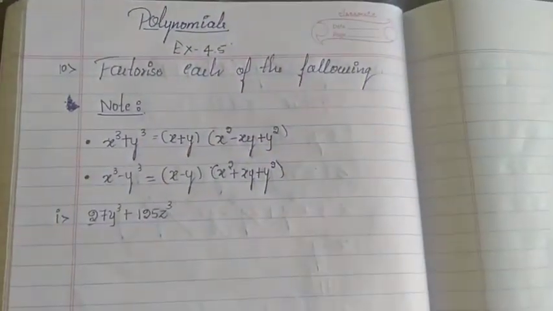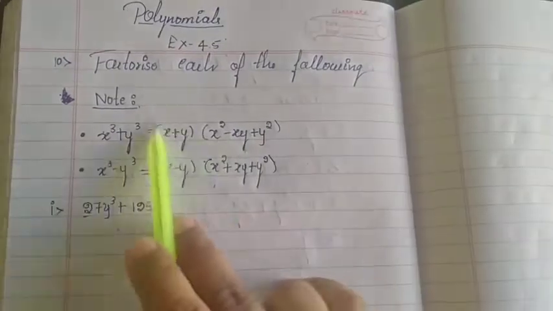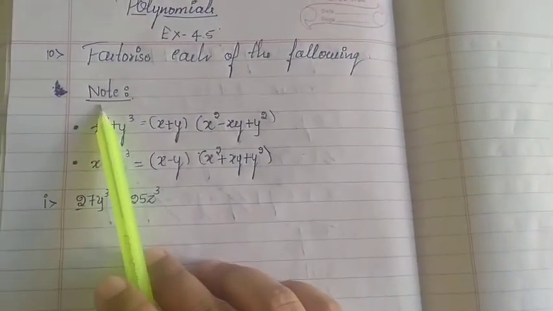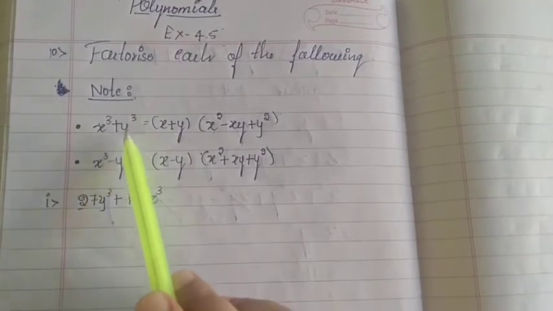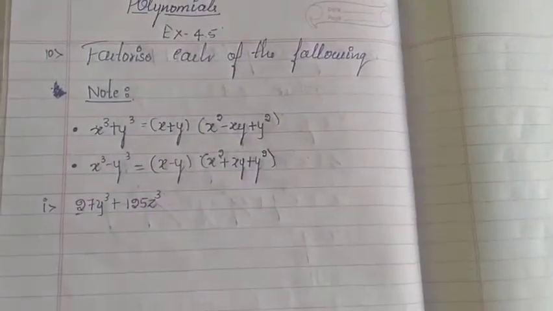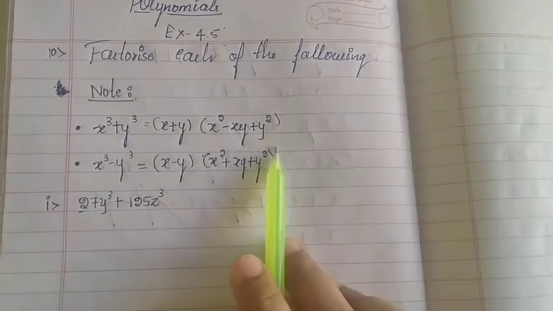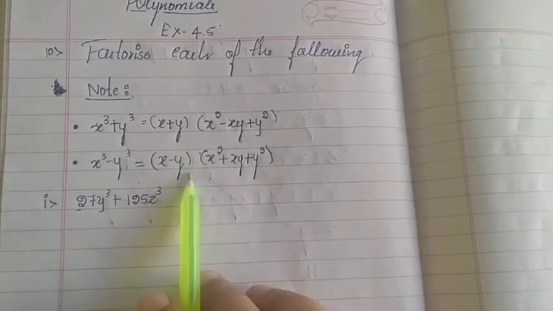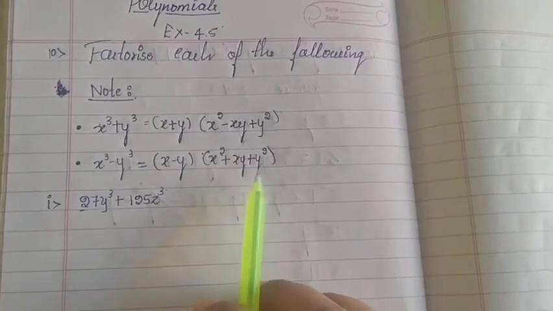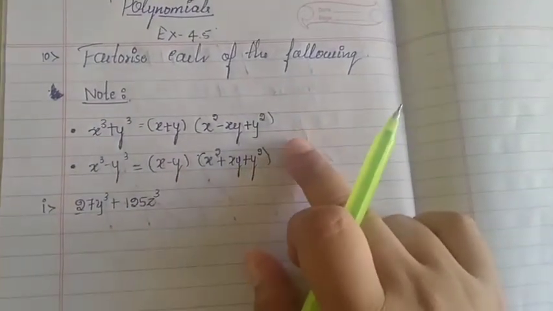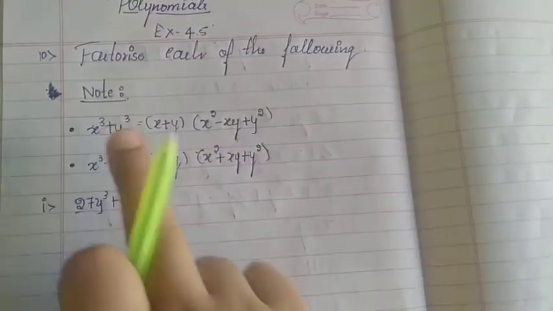Before starting this problem, let me tell you, you should remember this identity. I have written it as a note. x cube plus y cube is always equal to (x plus y) into (x square minus xy plus y square), and x cube minus y cube is equal to (x minus y) into (x square plus xy plus y square). In order to solve these problems you have to remember this, so just take it down.